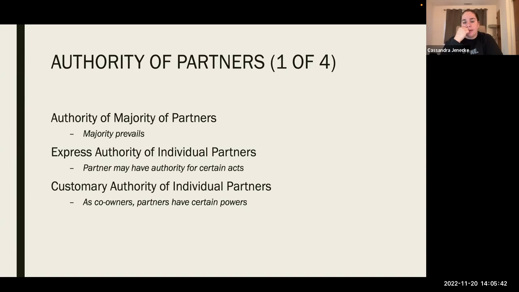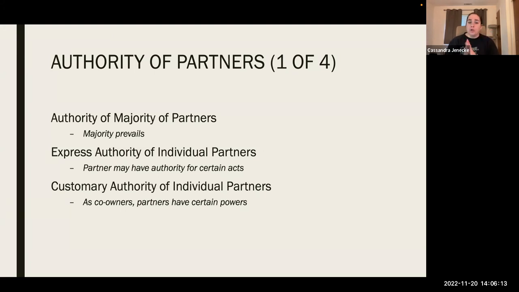So when we think about the authority of partners generally, I mentioned to you earlier, right? They act as general agents, so they can do just about anything for the partnership that they need to. Typically, if you have more than two partners, the authority of the partners is ruled by a majority. So let's say you have 5 partners engaged in a partnership. 3 to 2 on any vote related to the partnership, that's going to rule the day.